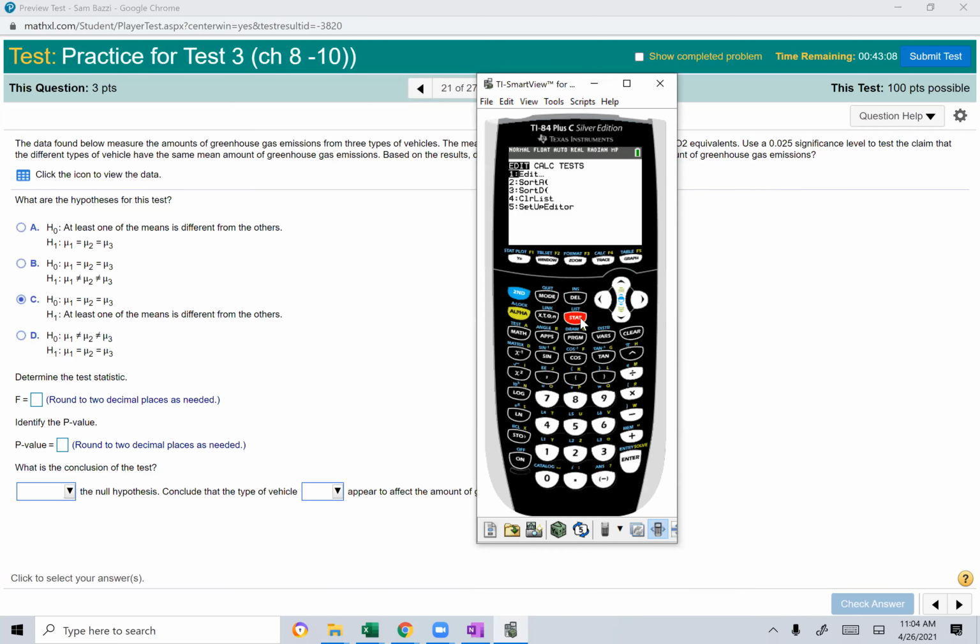Okay, so now you go to stat, tests, scroll up, guys. Scroll up, ANOVA, put second and number 1, comma, second and number 2, comma, second and number 3, close, enter, and F is 124.936. Wow. And then the p-value is 0, guys, 0.000.